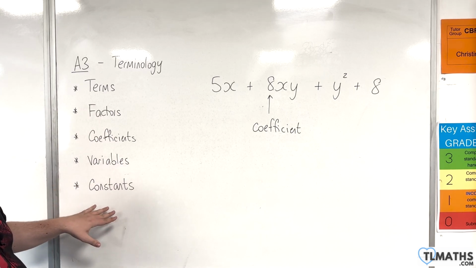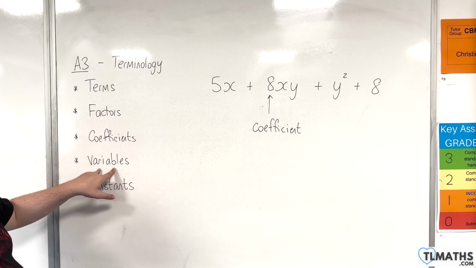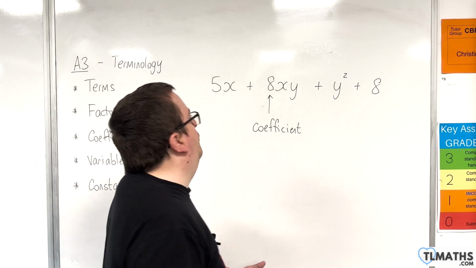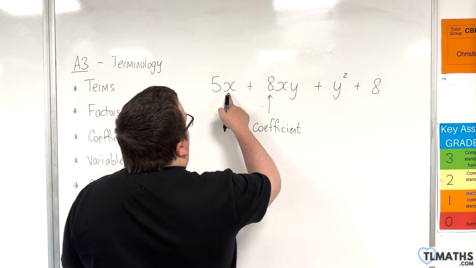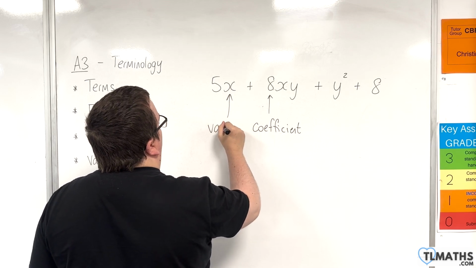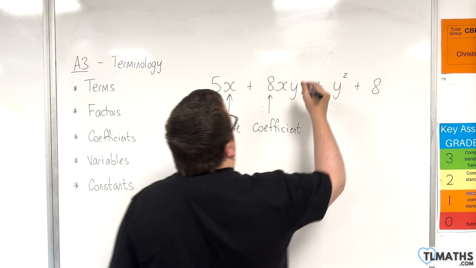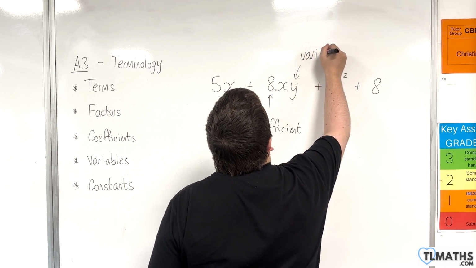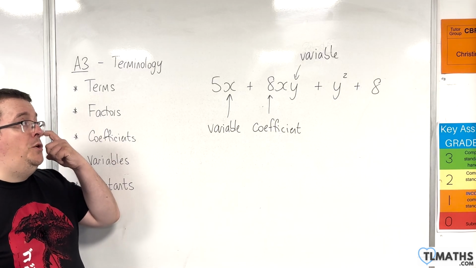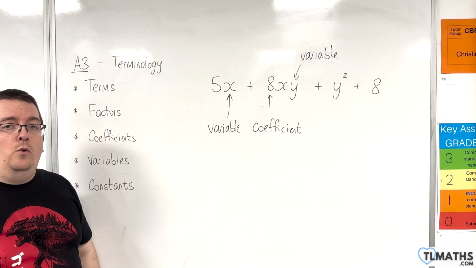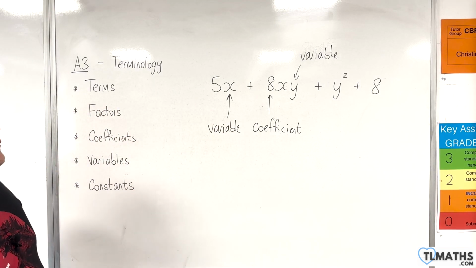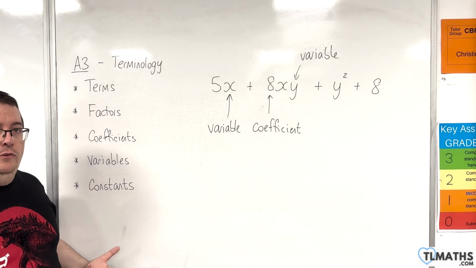Now, variables and constants. Well, a variable is something that can vary in your expression or in your formula. So x here is a variable, and y is also a variable. These are things that can vary. I can substitute in different values for x and y into the expression or into a formula. So they are referred to as variables.